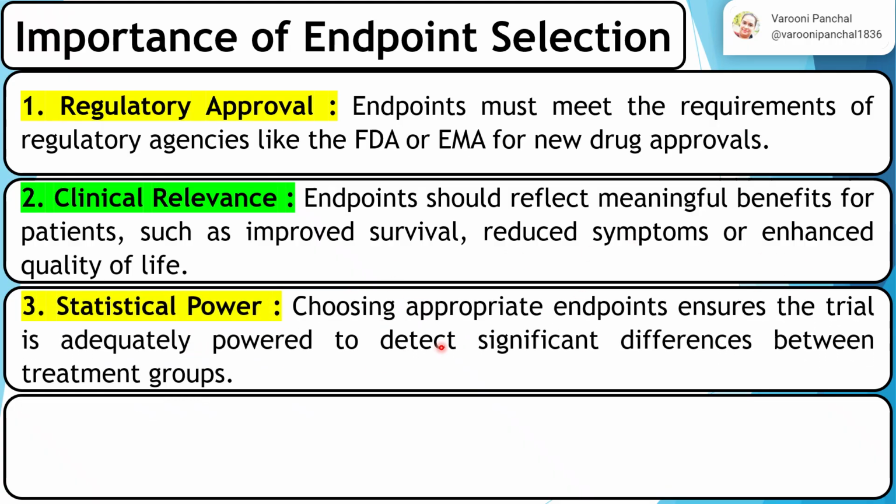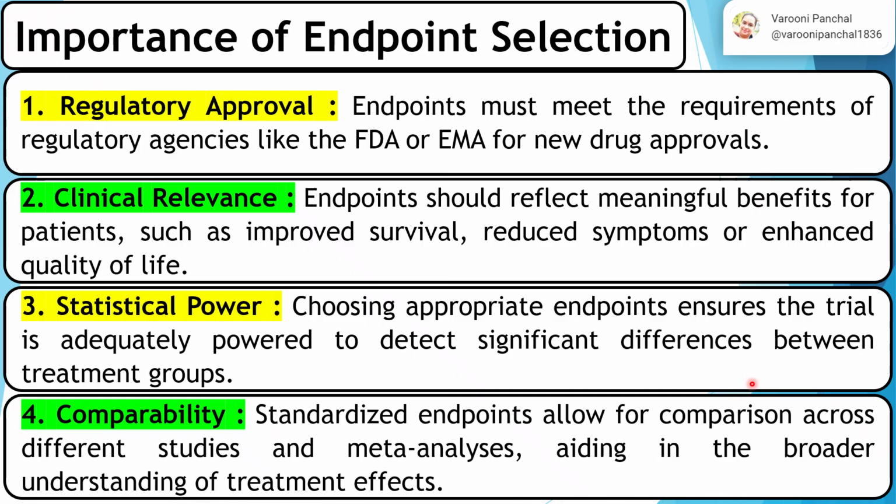Statistical power. Choosing appropriate endpoints ensures the trial is adequately powered to detect significant differences between treatment groups. Comparability. Standardized endpoints allow for comparison across different studies and meta-analysis, aiding in the broader understanding of treatment effects.